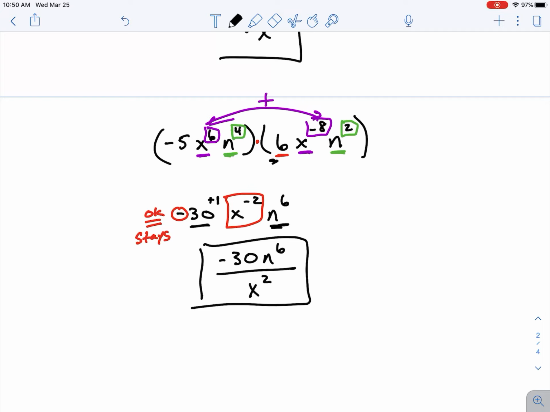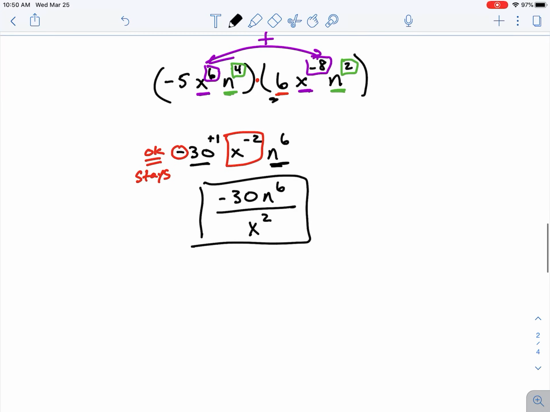Now, I want to look at this problem one other way before I let you go, because some of you are going to look at this and say, hey, I just want to turn that x positive at the beginning. Well, you can do that. Here's what it looks like.